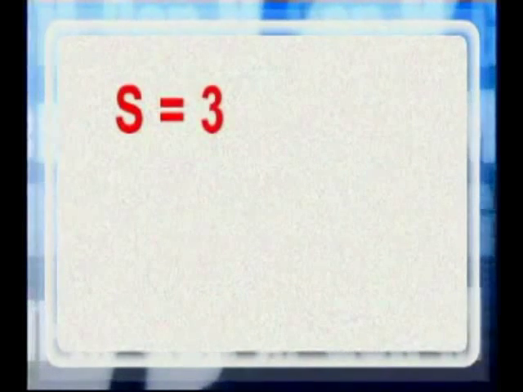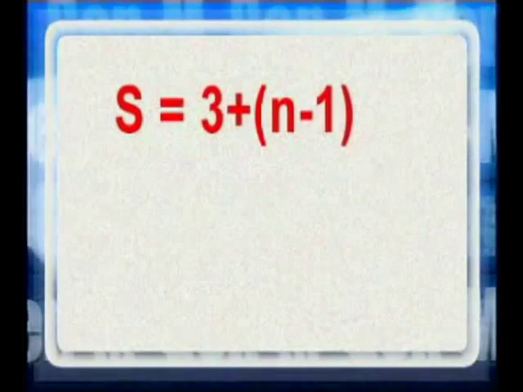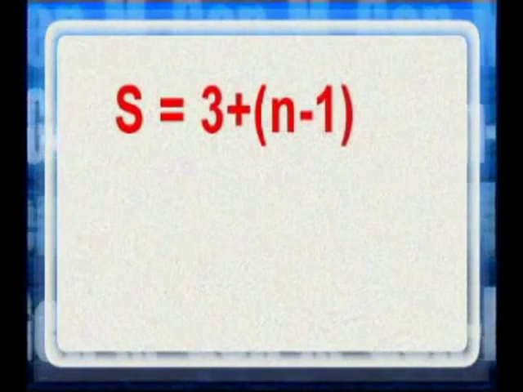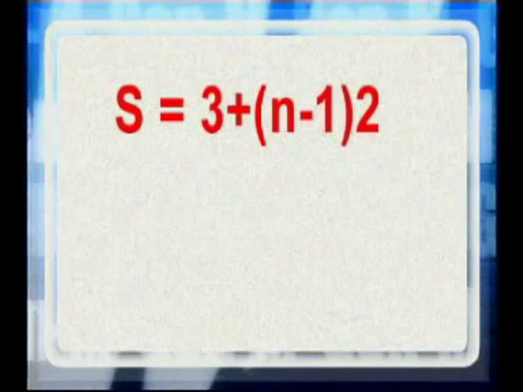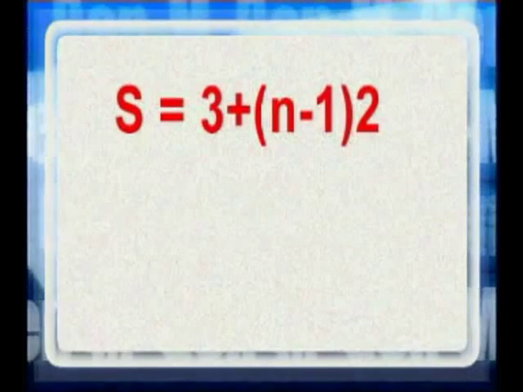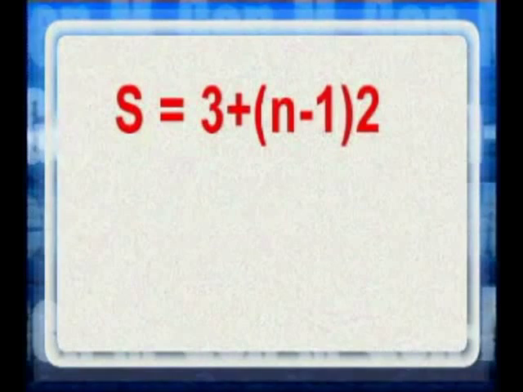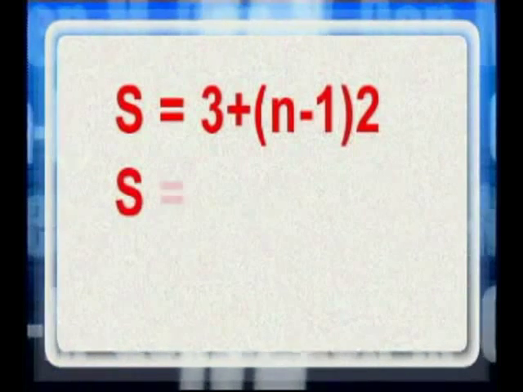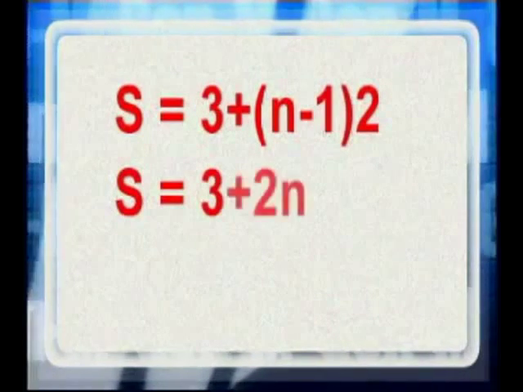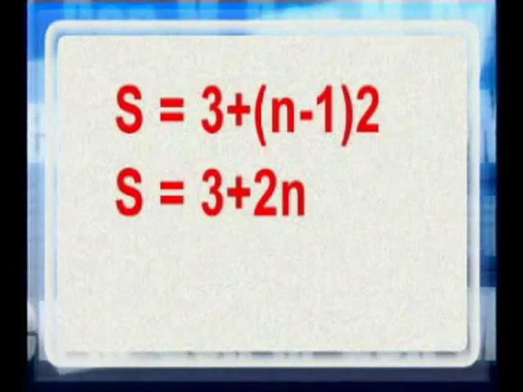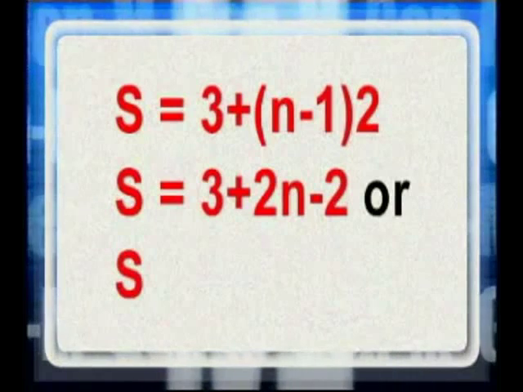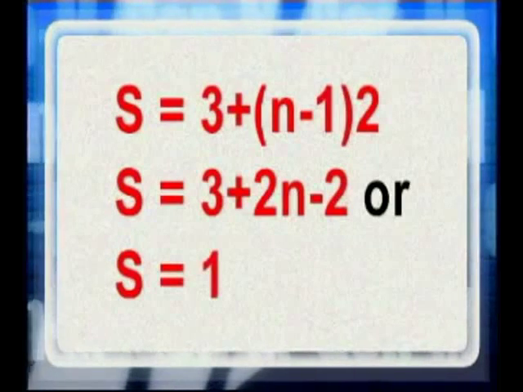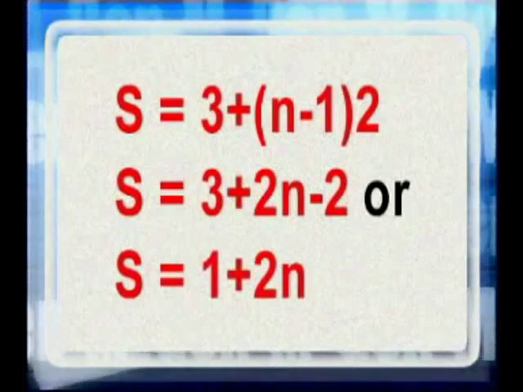S is equal to 3 plus n minus 1 times 2 can still be simplified. We can say this formula is also equal to S is equal to 3 plus 2n minus 2, or S is equal to 1 plus 2n.